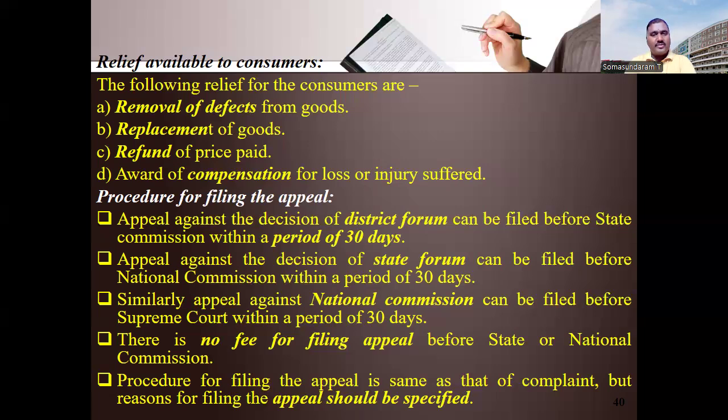If the national level commission is also not able to do it, or you are not okay with them, then you can appeal to the Supreme Court. That is the final court where they have to give a final judgment. There is no fee for appealing also, and you have to follow the procedures when you are complaining at the district level, state level, and national level.